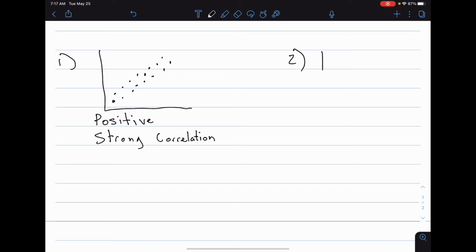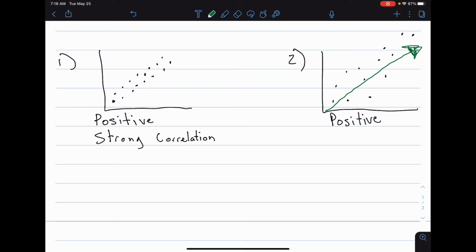Number two is, let me do this again. This is also positive. It is positive because if I put a line, it is going up. Si yo pongo una línea, se va para arriba. And this one is a low correlation.